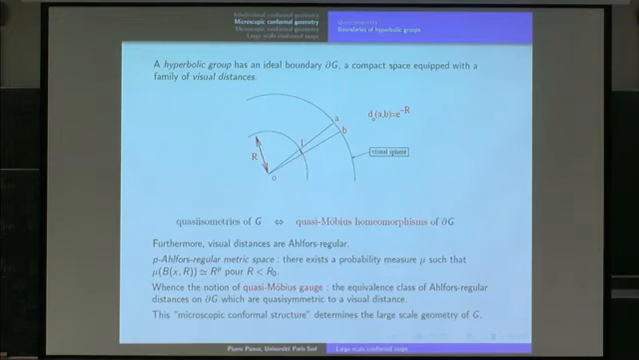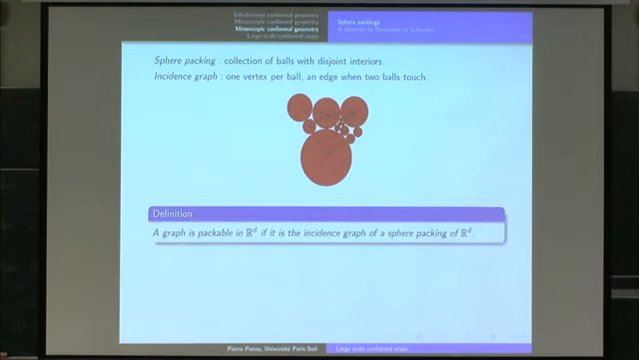But the story is not finished. I'd like to tell you another story, pretty different, which has to do with sphere packings. Sphere packings means, in Euclidean space or in more general metric spaces, a collection of interior-disjoint balls. The incidence graph of a sphere packing is defined when balls touch: there is one vertex per ball, and you put an edge anytime two balls touch.